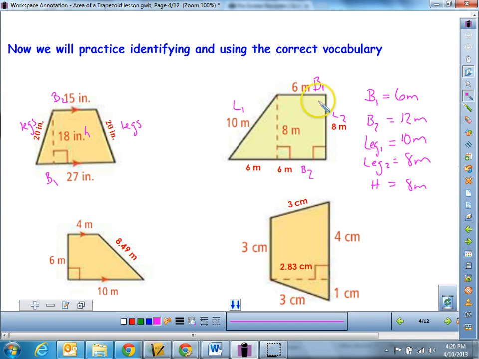And if we were doing area, we need to add these two bases times the height times 1/2. So I want you to go ahead and label these down here as base 1, base 2, leg, and height, and we'll keep moving on.